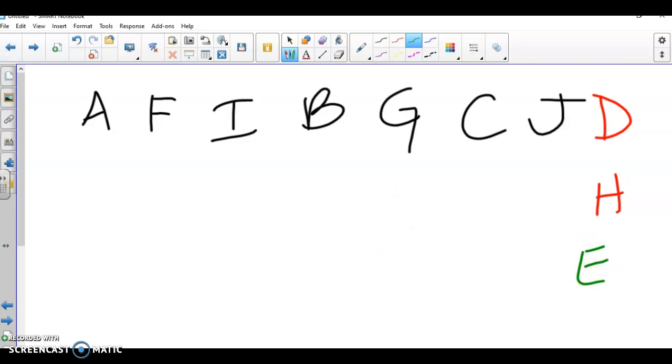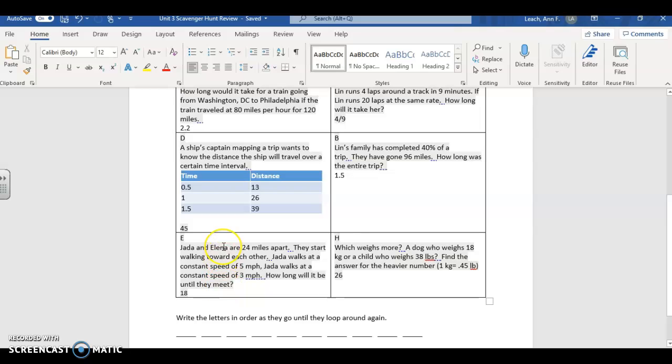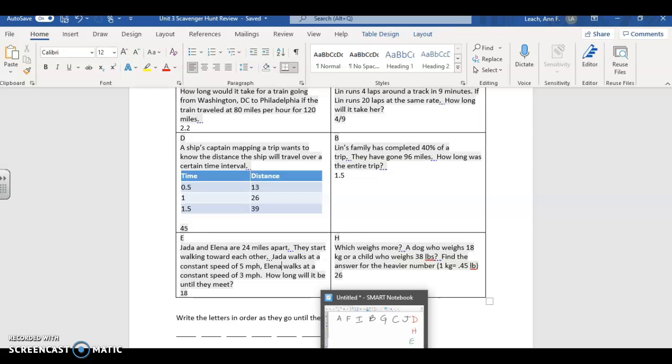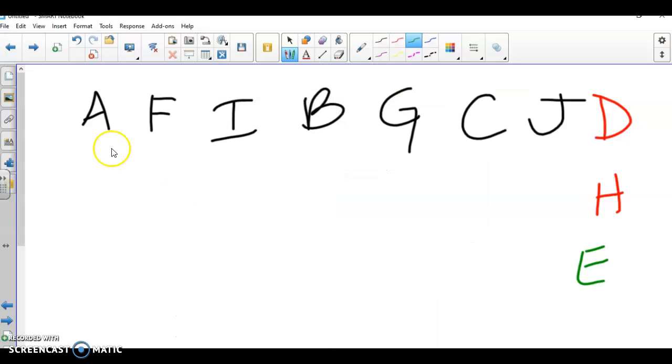E. Okay. And E says Jada and Elena are 24 miles apart. They start walking towards each other. Jada walks at a constant speed of 5 miles an hour, and we need another name. So that should be Elena. Elena walks, let me switch that right now, at a constant speed of 3 miles per hour. How long will it take until they meet? Okay, so let's see how long until they meet. 3 and 5 miles an hour, 24 miles apart.